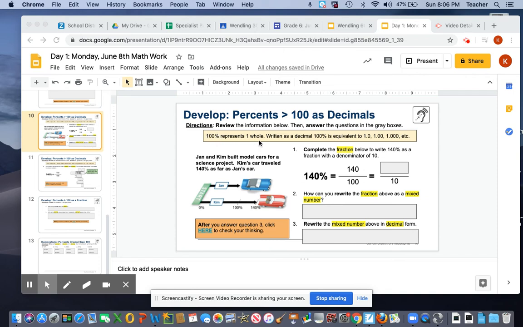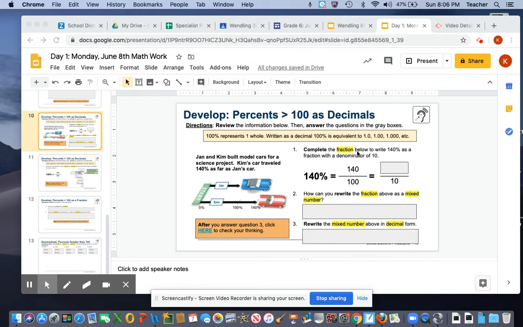100% represents one whole. Written as a decimal, 100% is equivalent to 1, 1.0, 1.00, 1.000, etc. It keeps going. It doesn't matter how many zeros are after the decimal point because it doesn't change my whole number. 100% is equal to one whole. We have the same situation here where we've got Jan's car going 100%, Kim's car going 140%.